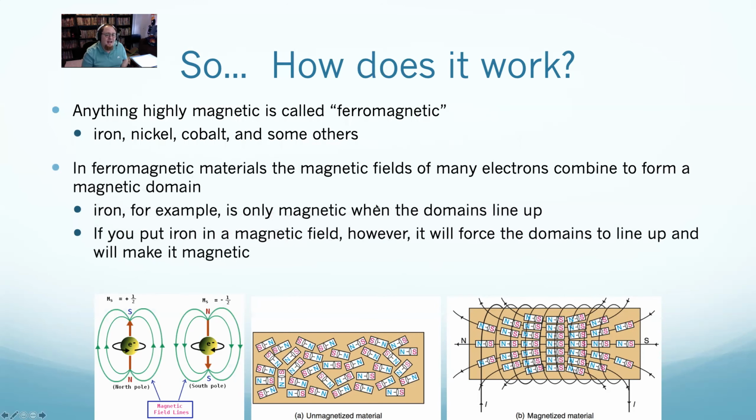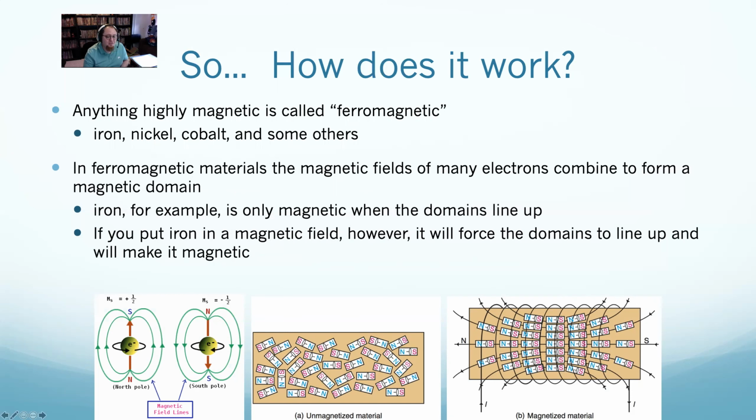Now, anything that's highly magnetic is usually called ferromagnetic. This is things like iron, nickel, cobalt, and some others. And what happens is in a ferromagnetic material, the magnetic fields of many electrons will form this magnetic domain that everyone lines up. And so, yeah, it won't be a magnet initially, but if you put it in a magnetic field, it can turn it into a magnet.